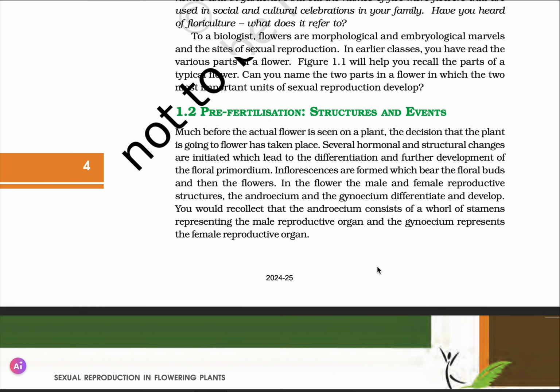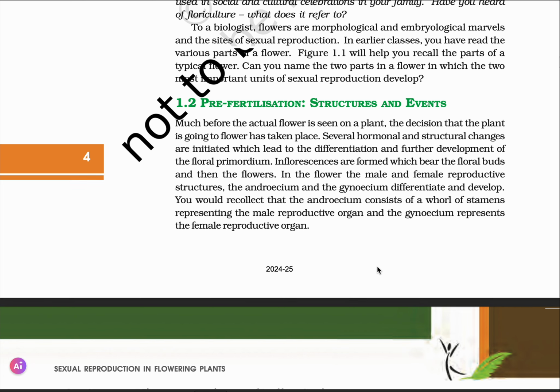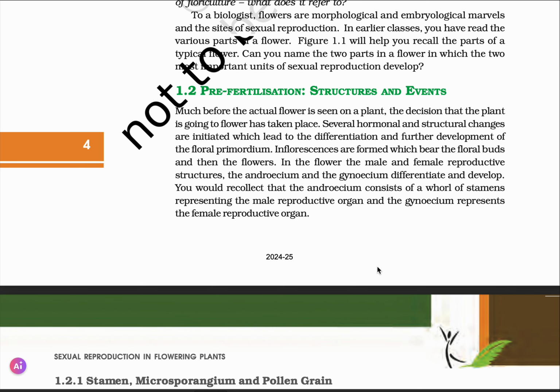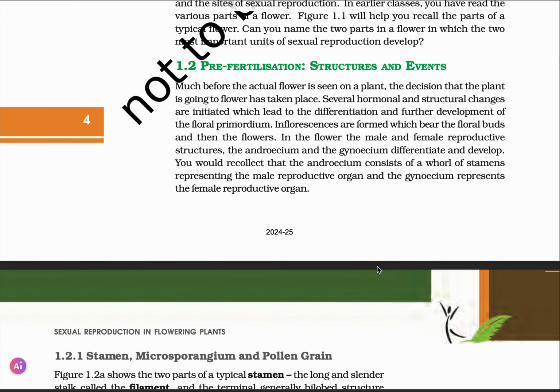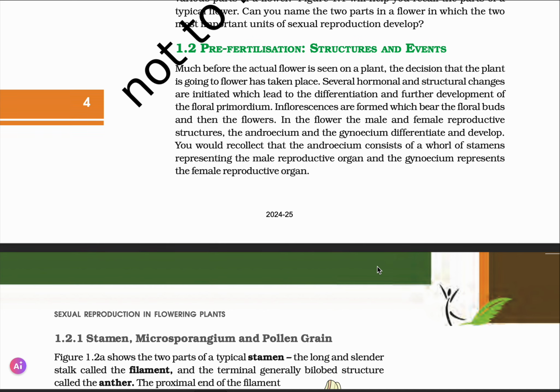Pre-fertilization structures and events. Much before the actual flower is seen on a plant, the decision that the plant is going to flower has taken place. Several hormonal and structural changes are initiated which leads to the differentiation and further development of the flower primordium. Inflorescences are formed which bear the floral buds and the flower.